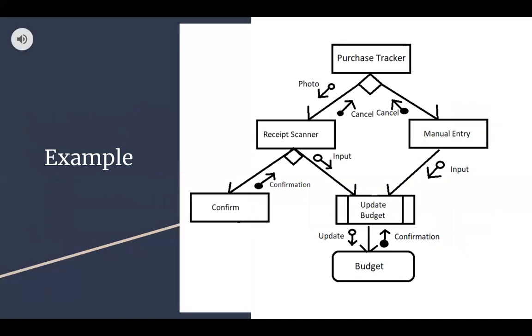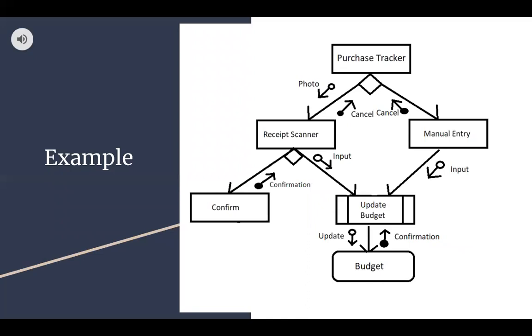So, in order to demonstrate this chart, I will make a simple one using the purchase tracker feature as the base. The control module wouldn't be the purchase tracker since it is not a single function. It will be some sort of UI, but for the sake of demonstration, we'll just call it purchase tracker for now. The way that the purchase tracker works is that it gives the option to either use the receipt scanner or enter the fields of a purchase manually. So that is why we have them both as submodules to the purchase tracker. We see that there is a diamond on the purchase tracker module. That is to indicate that it's up to the user to decide which route to take.